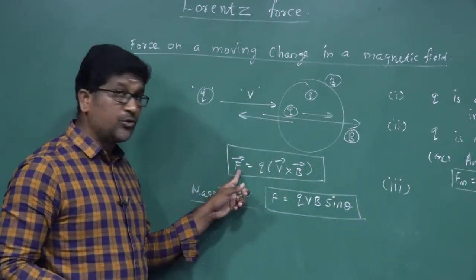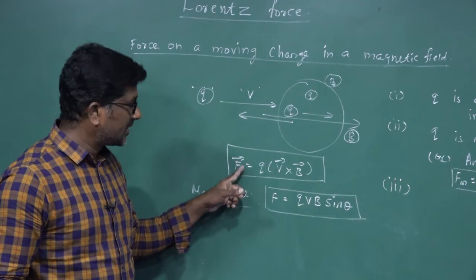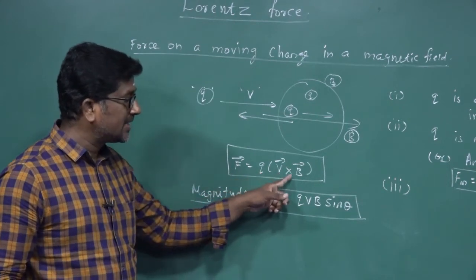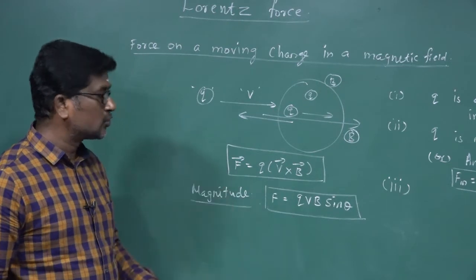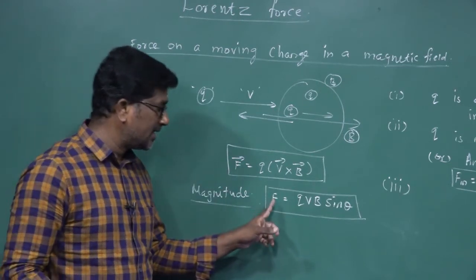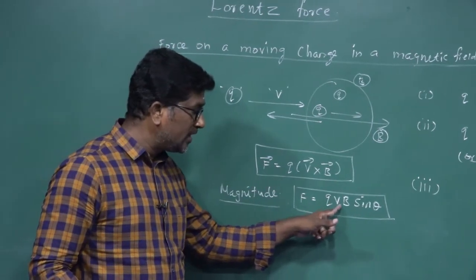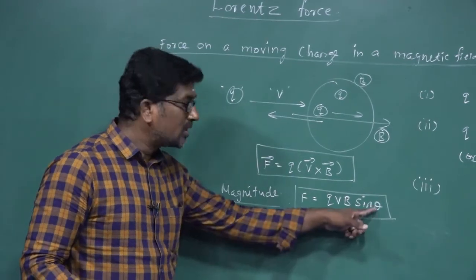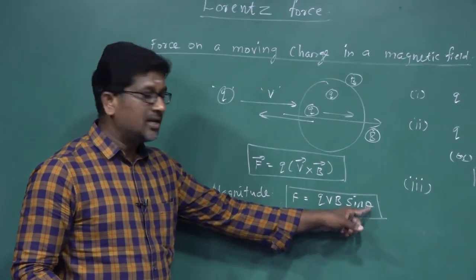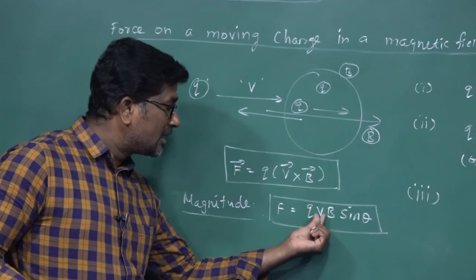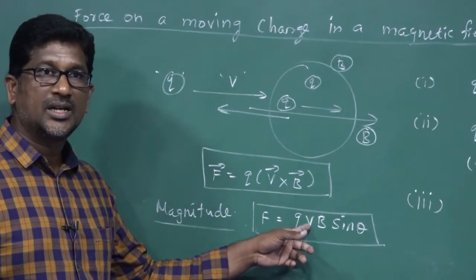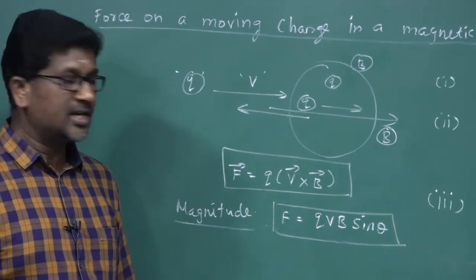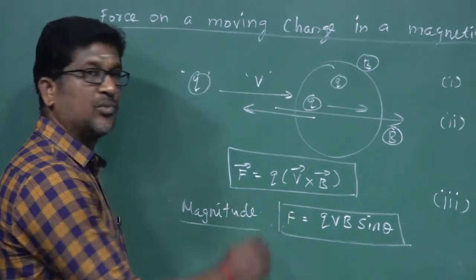Vector form of a magnetic Lorentz force: F vector is equal to q of v vector cross B vector. But the magnitude form of the magnetic Lorentz force is given by F equal to qvB sin theta. What is theta? Theta is the angle between the velocity of the particle and the magnetic field. So this is the magnitude form, right?